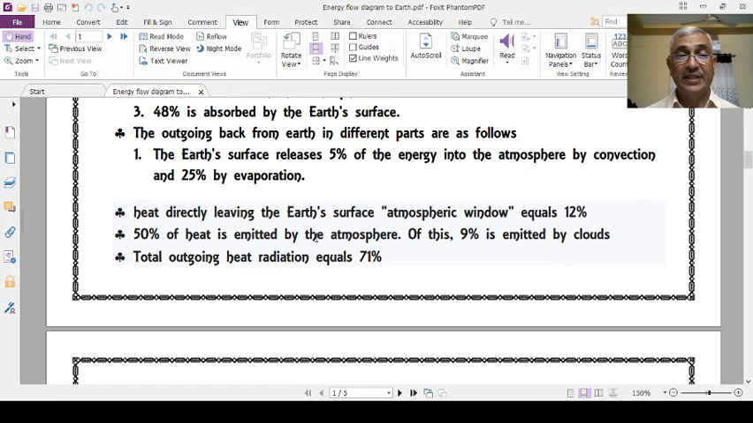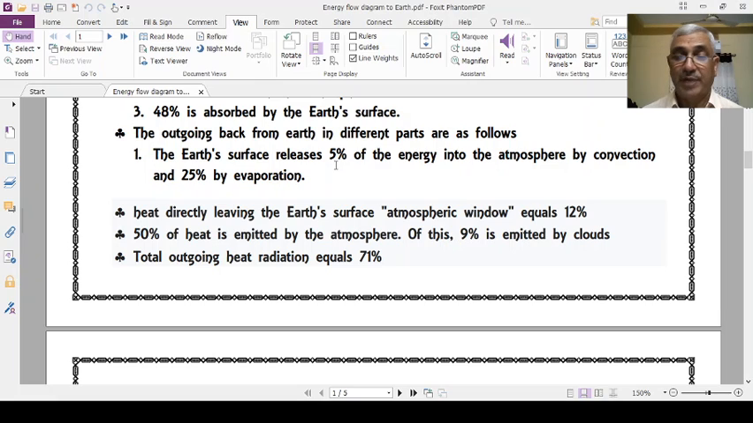50% of the heat is emitted by the atmosphere, of which 9% is emitted by the clouds. Total outgoing radiation is 71%. In which 5% and 25% are reflected back. So this is 70 plus this is 30. This is the energy that goes back out from the earth.